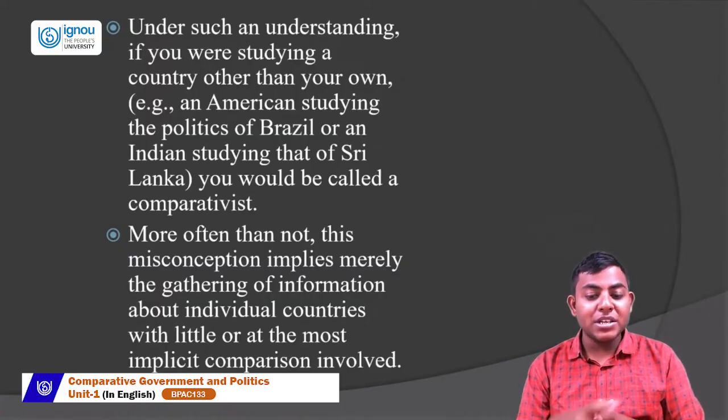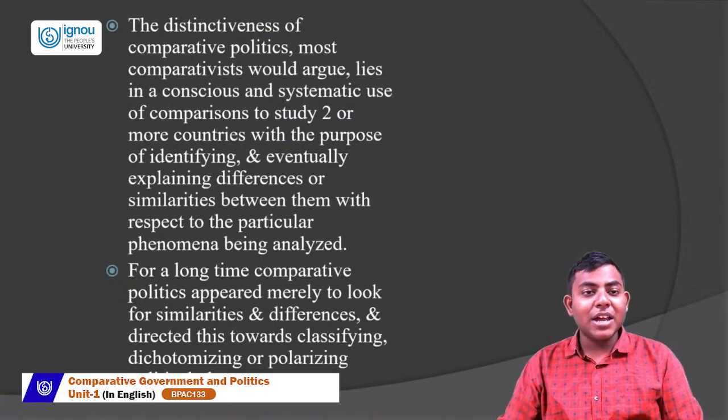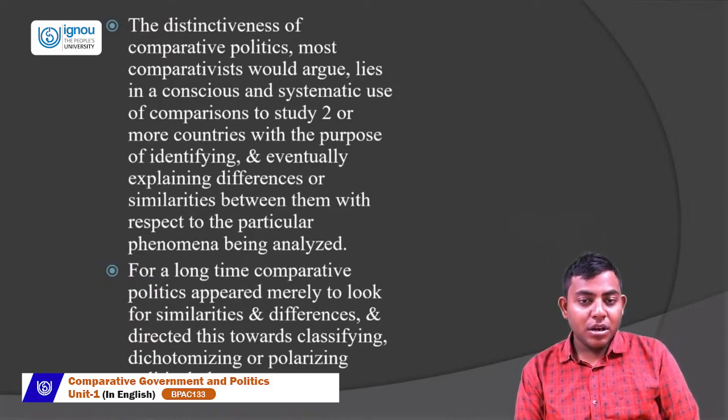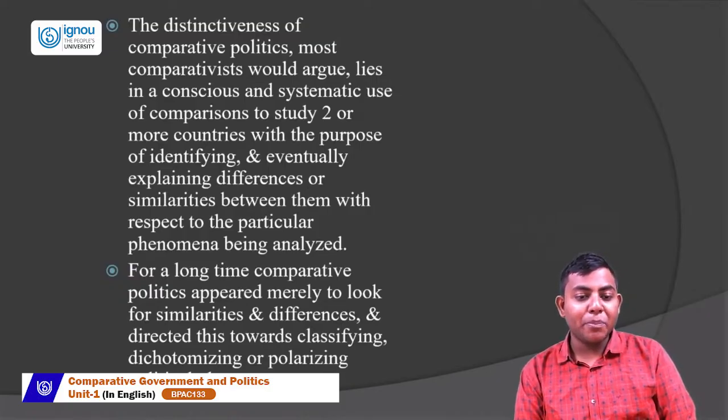The distinctiveness of comparative politics, most comparativists would argue, lies in a conscious and systematic use of comparisons to study two or more countries and with the purpose of identifying and eventually explaining differences or similarities between them with respect to the particular phenomena being analyzed. So for a long time, comparative politics appeared merely to look for similarities and differences and directed this towards classifying, dichotomizing, and polarizing political phenomena.